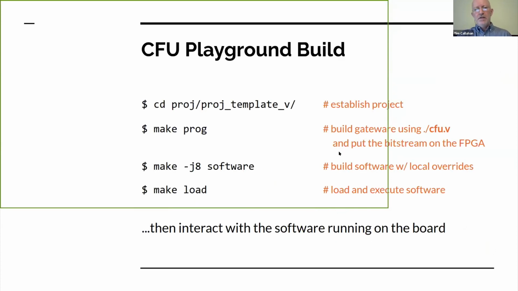So building is really this straightforward. After you've cloned and done some pretty basic setup, you cd into your selected project. Just by being in that directory, it knows that that's the project you're working on. So make prog builds the gateware using your CFU and puts the bitstream on the FPGA board. I've already done that. And then you can build the software, and then make load puts that RISC-V executable into the memory on the FPGA board, tells it to start executing it, and connects to you via a terminal program.